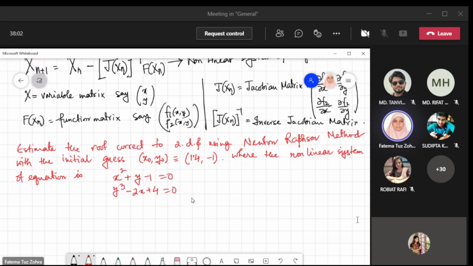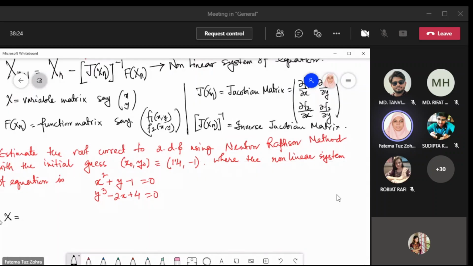First of all, the variable matrix X. How many variables do you have in this equation? 2, x and y. Then I need the function matrix F. The function matrix is a matrix with how many variables? 2 variables. So I'm writing capital X.